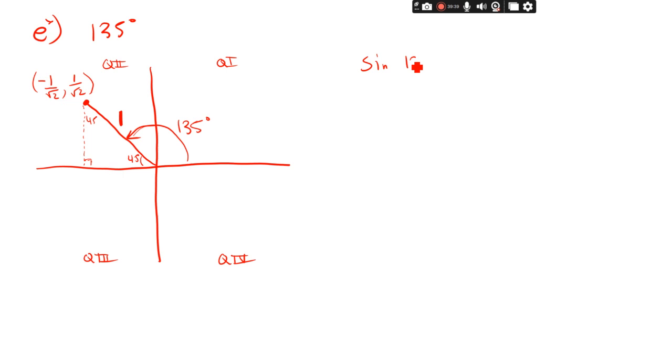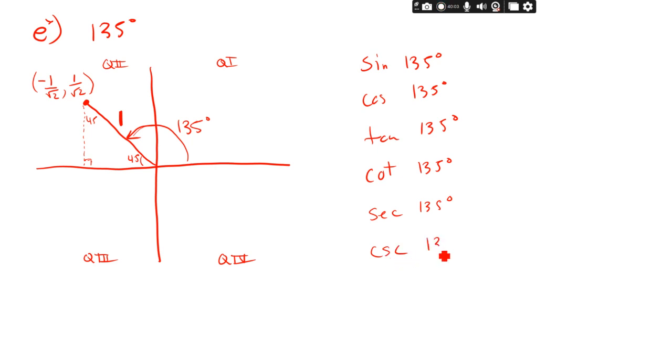Sine, now sine of 135 degrees. Cosine of 135. I'm going to write them all down here. Tangent of 135 degrees. Now, do they need parentheses around them? Yes, technically, if you want to, but as long as you know you're taking the value of those here. Because R is 1, we really don't even need to include the 1. What is sine of 135 degrees?